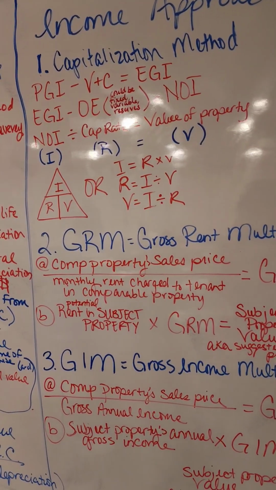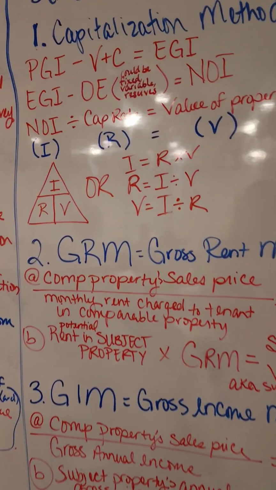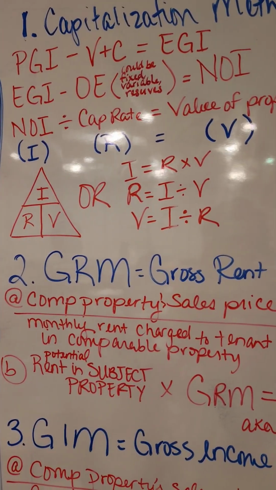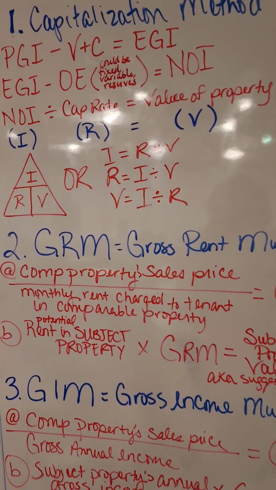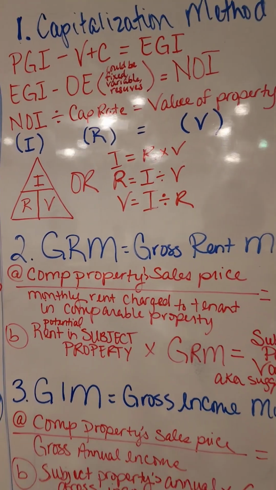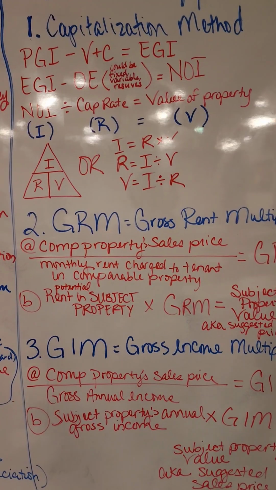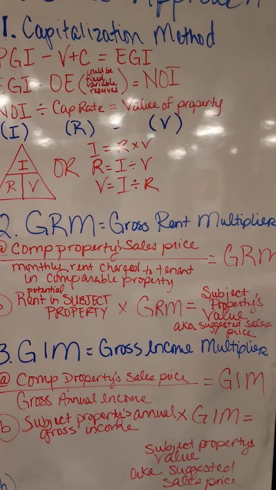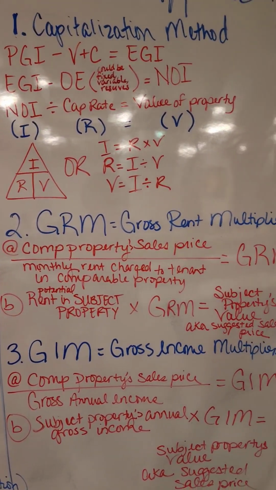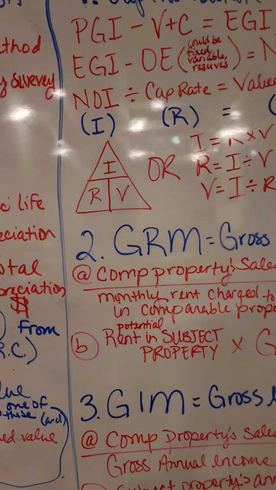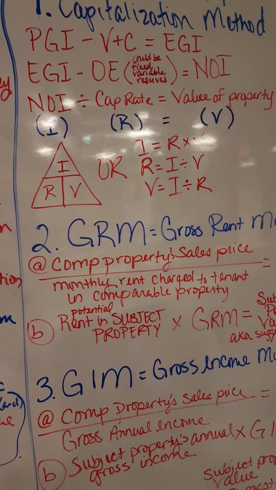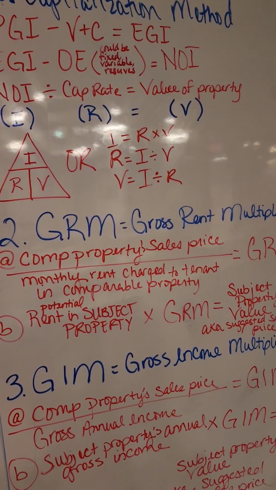You then take the effective gross income and subtract out the operating expenses. Operating expenses consist of things that are fixed, variable, or reserves. Those funds are there to keep the building running properly. When you subtract that from the EGI, you get the NOI, which is net operating income. Net operating income would then be divided by a cap rate to give the value of the property.